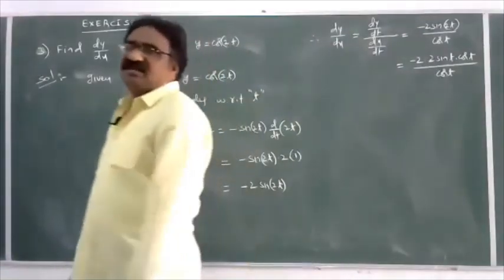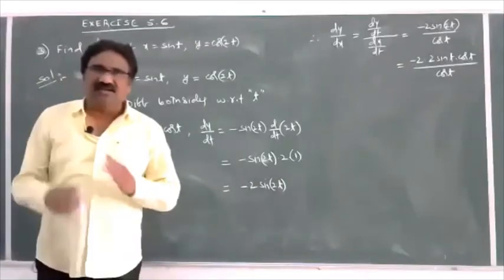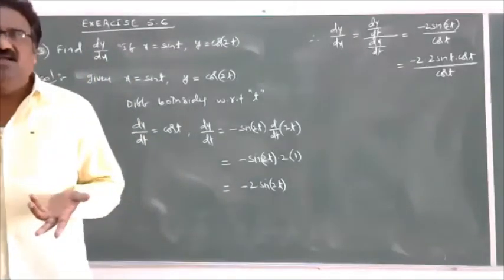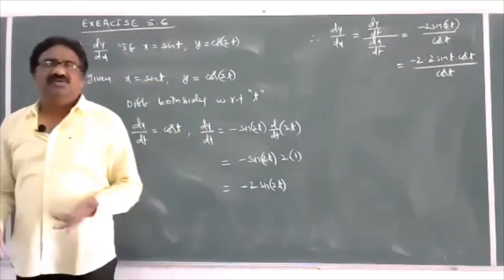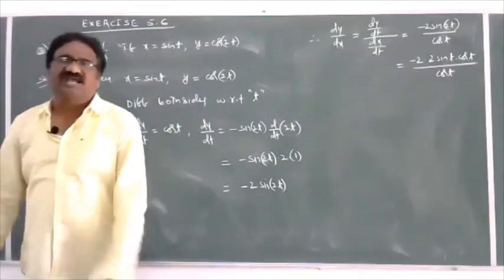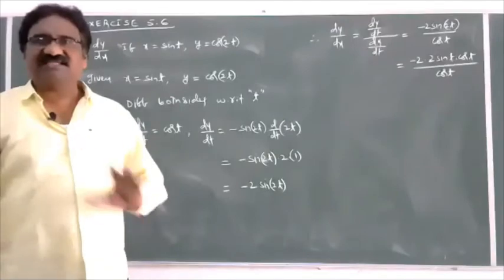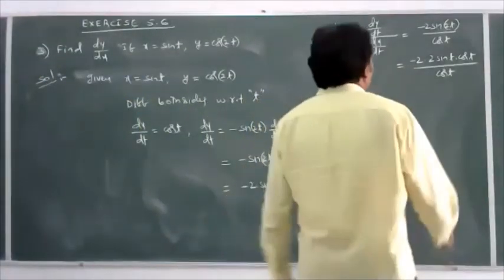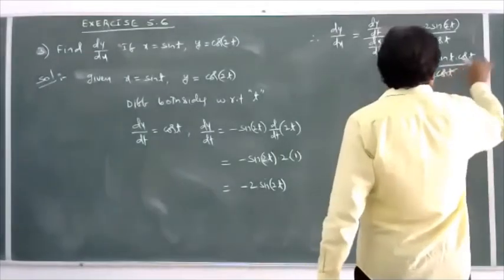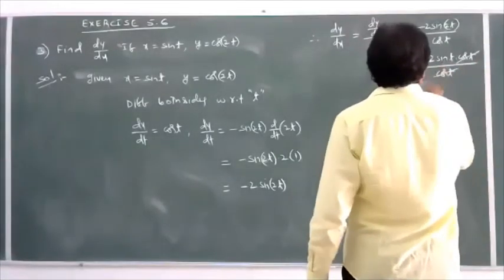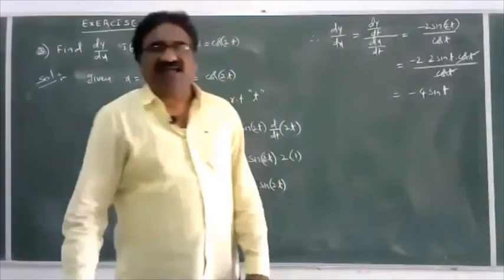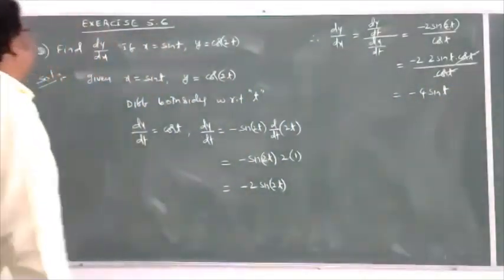So all formulas are application oriented. For example, you learn the formula sin 2 theta is equal to 2 sin theta cos theta. So here sin 2t is given, you go for 2 sin t cos t. That is, mathematics is application oriented. Here cos t cancels. That is minus 4 sin t, the final answer.